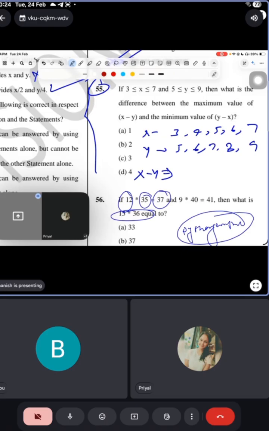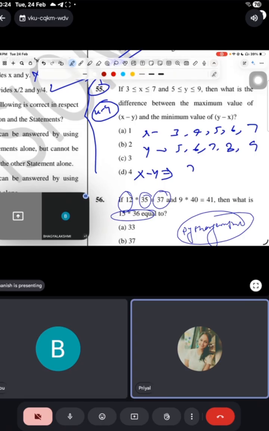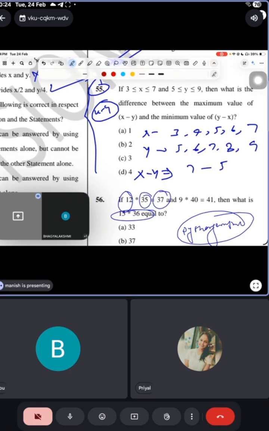Maximum value of x minus y. Now, guys, there is a catch. So tell me, when will x minus y be maximum? x should be maximum and y should be minimum. So for x we have to take 7, and for y we have to take 5. So the result is what?